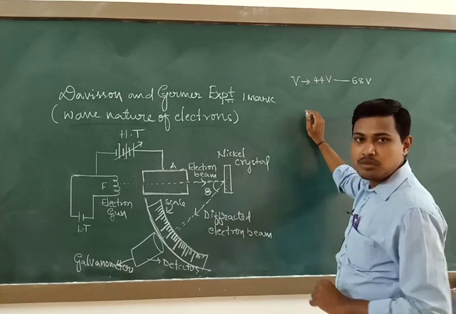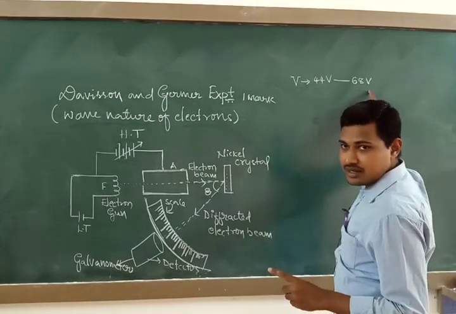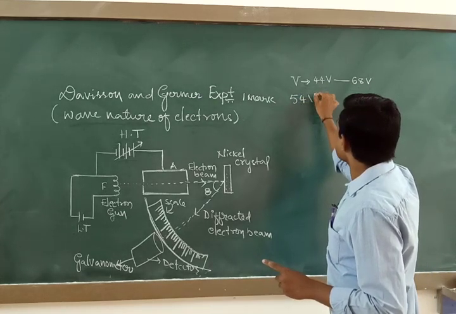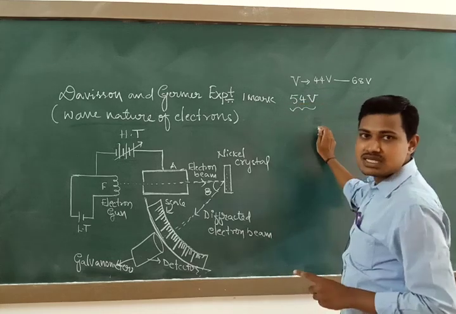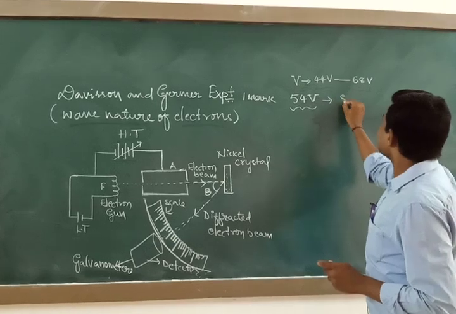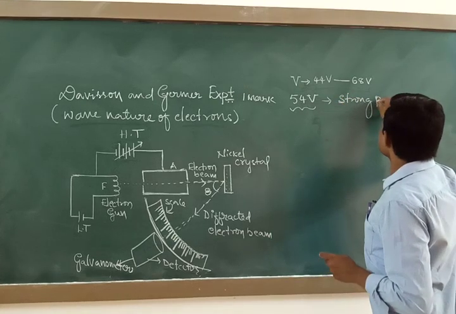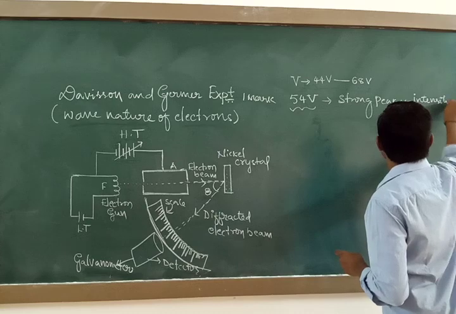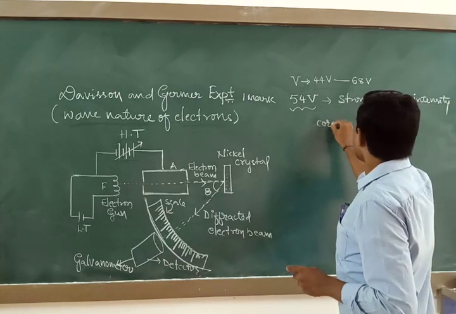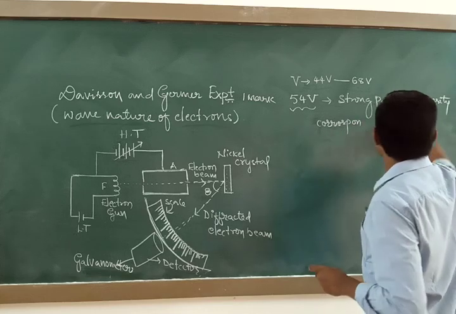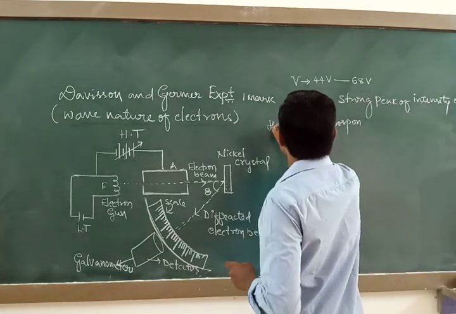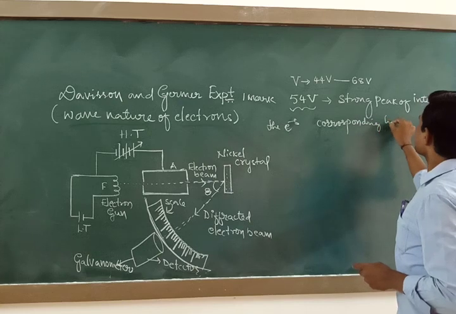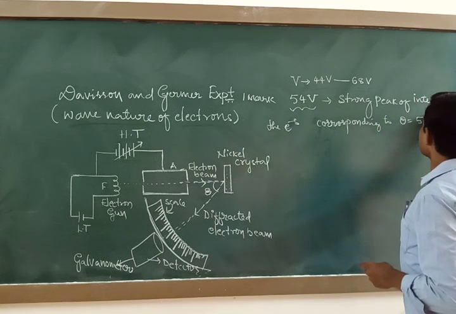But what the observation they did while accelerating from 44 volt to 68 volt means: when the accelerating potential was at 54 volt, they observed that there is a strong peak of intensity of the electrons, corresponding to the scattering angle, that is 50 degree. So they have observed this one.